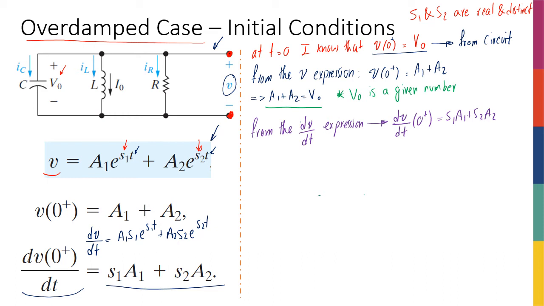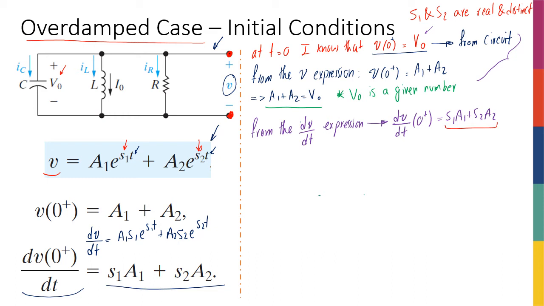So for the first part, I got A1 plus A2 from the expression, and I got V naught from the circuit, so I made them equal to each other. Now from the expression, I got this. What do I get from the circuit? How do I find dV over dt at 0 plus from the circuit? Because it's not a voltage or a current that I can find at t equal to 0 plus. It's actually the derivative. Is there any way that I can find it? Well, I do, and it requires a little bit of observation from the circuit.